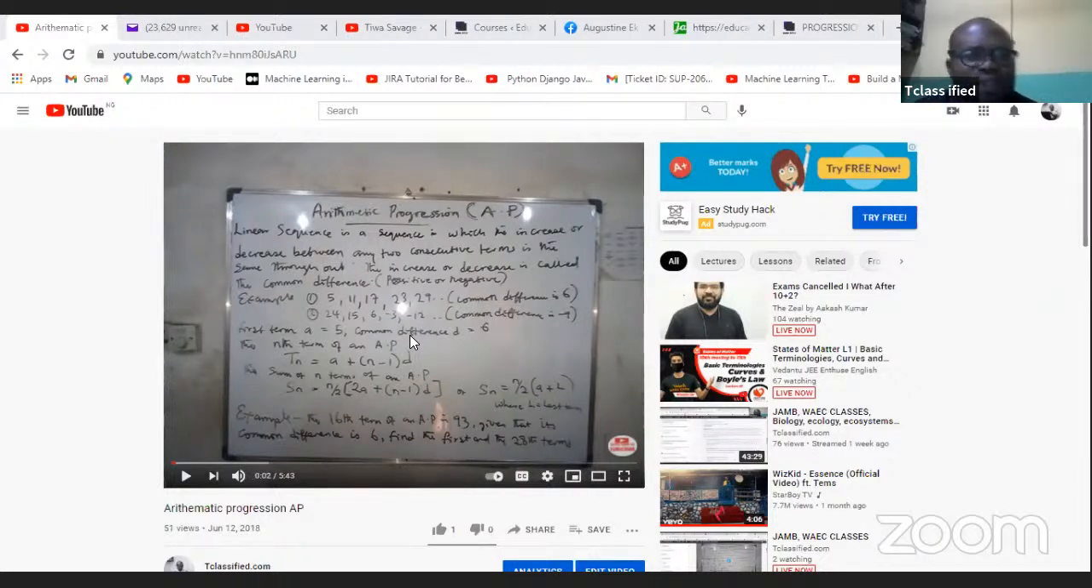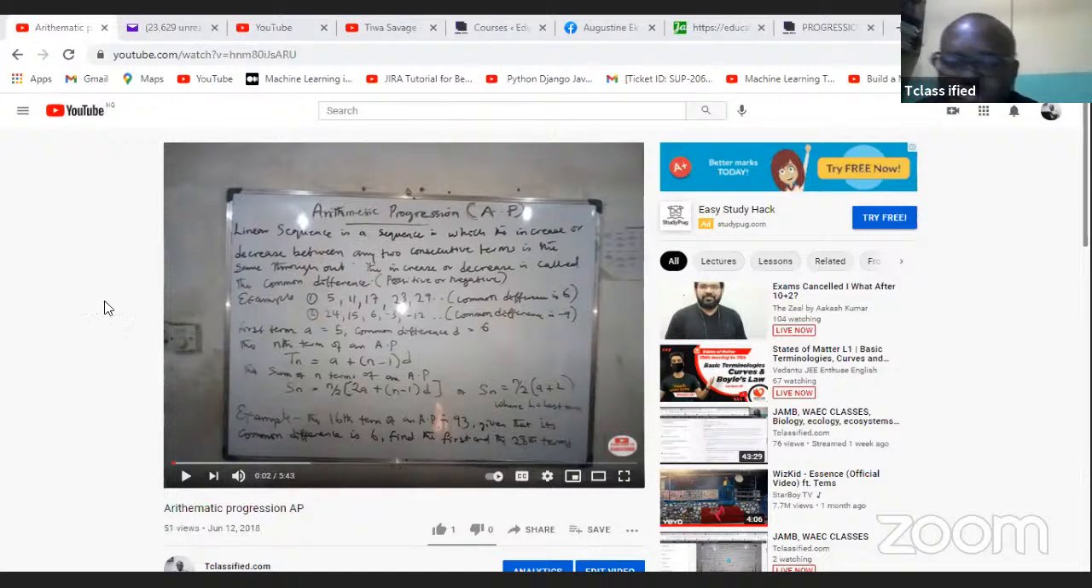Okay, so we can see arithmetic progression, AP, is a linear sequence, or you call it linear sequence. It's a sequence in which the increase or decrease between any two consecutive terms is the same throughout. And the increase or decrease is called common difference.